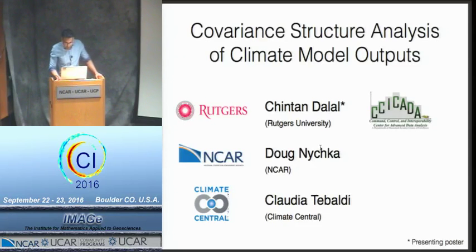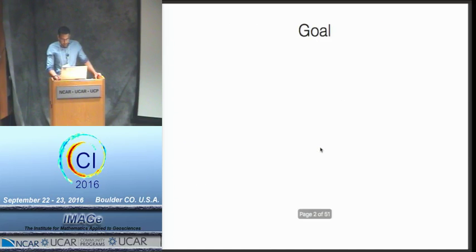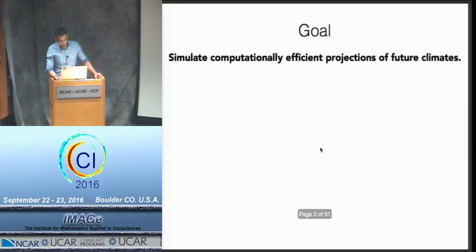So I'm going to share a great experience that I've been having at NCAR, working with Doug and Claudia, and thinking about the covariance structure of climate model outputs. The main goal of this work is to find new realizations of future climate.